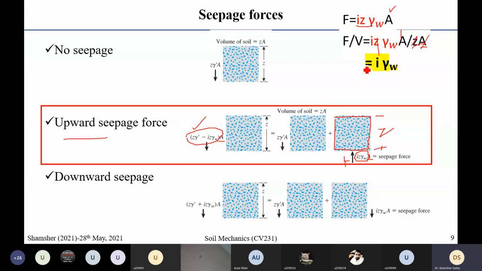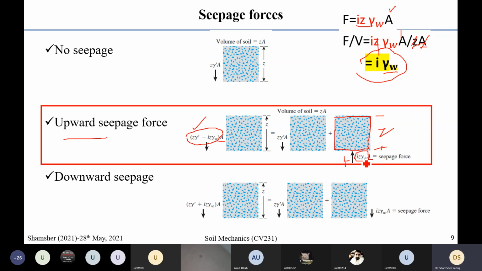So the seepage force per unit volume will be i, the hydraulic gradient, times the unit weight of the water, γw. So please remember that we always talk about the seepage force per unit volume. We do not say seepage force per unit area. Whenever I will be solving the heave problem, I will be talking about the value of the seepage force per unit volume. And you know how I got this value, i γw, this is from the previous lecture.